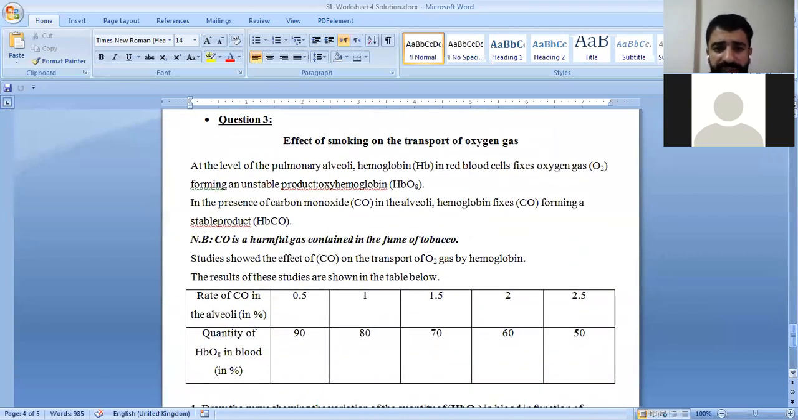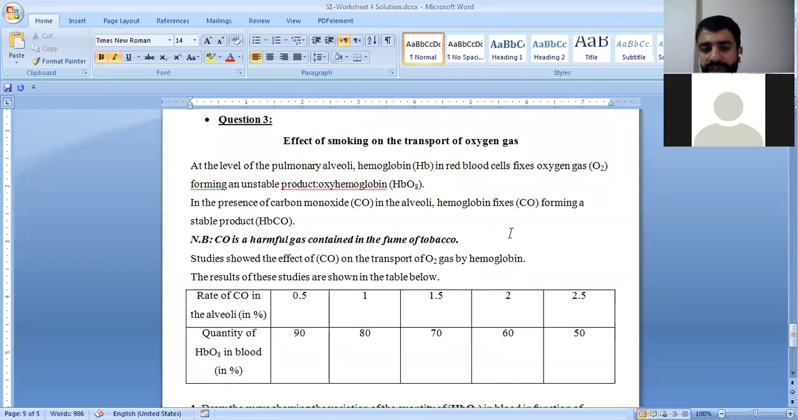Question number 3, effect of smoking on the transport of oxygen gas. At the level of the pulmonary alveoli, hemoglobin (Hb) in red blood cells fixes oxygen gas (O2), forming an unstable product which is oxyhemoglobin. In the presence of carbon monoxide in the alveoli, hemoglobin fixes CO, forming a stable product which is HbCO. HbCO prevents the binding of oxygen. Note that CO is a harmful gas contained in the fumes of tobacco.